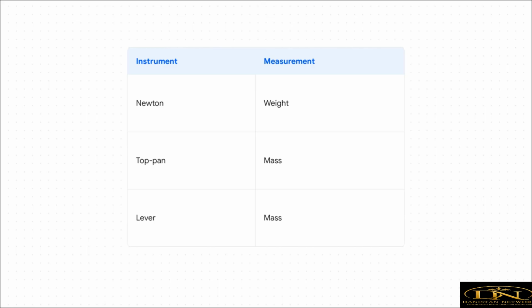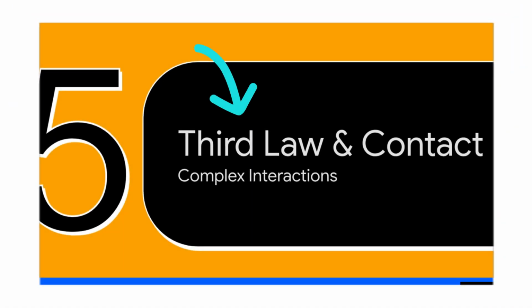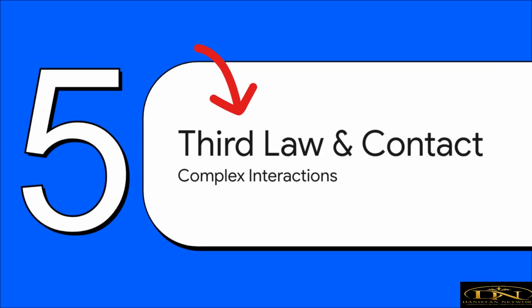A Newton balance measures weight directly using the extension of a calibrated spring reacting to a downward force. A top pan balance feels downward pressure, sure, but it's internally calibrated to read out mass. On the flip side, a lever or beam balance actually compares an unknown mass to standard masses. It relies entirely on equilibrium. Because gravity is pulling equally on both sides of the pivot, reaching equilibrium guarantees the masses are equal, completely regardless of local gravity. Moving on to section 5, the third law and contact.